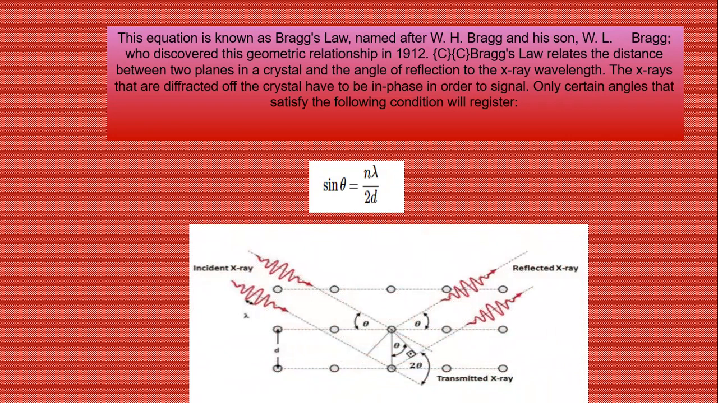This is a diagram. Two incident X-rays fall on the surface, and the surface reflects the X-rays. These X-rays are reflected by the surface, and the angle is theta plus theta, which is equal to 2 theta.